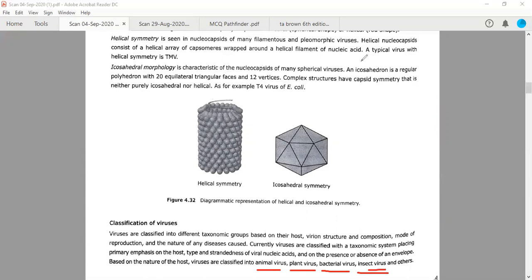So you need to remember at least few names for each of them. So depending upon their nature of host, they can be classified into four or more different classes. They can be categorized.